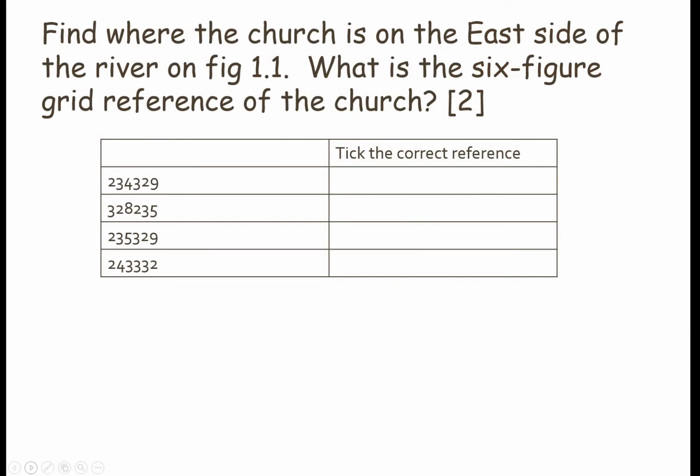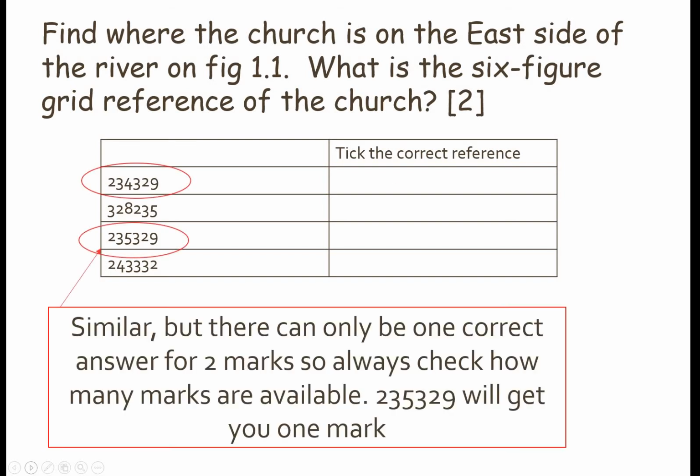Here's another question. Find where the church is on the east side of the river on figure 1.1. What is the six-figure grid reference of the church? So rather than go through another example there, this is just to point out to you that this is a 2-mark question. You can get 1 point for getting it close, but to get 2 points, you'd actually have to get it really, really close.